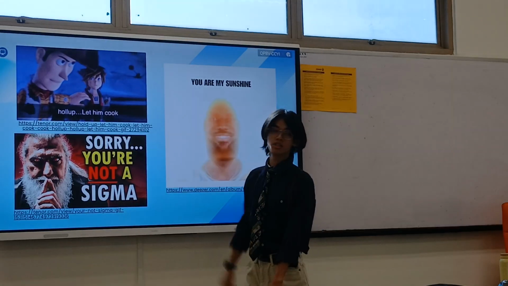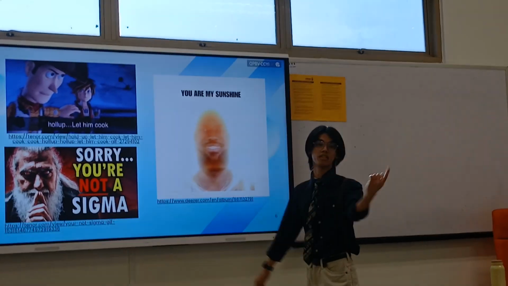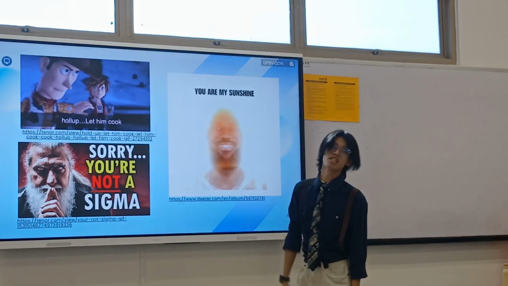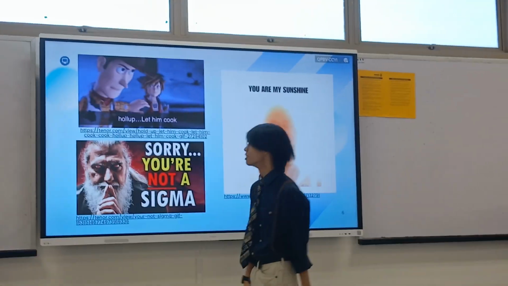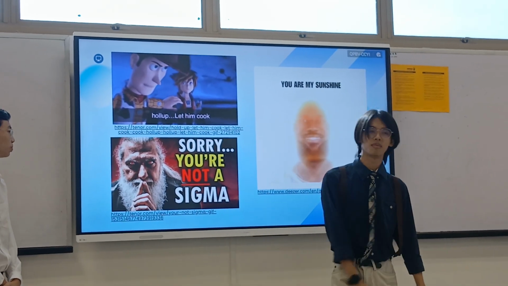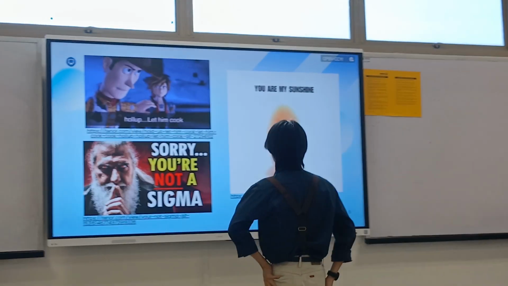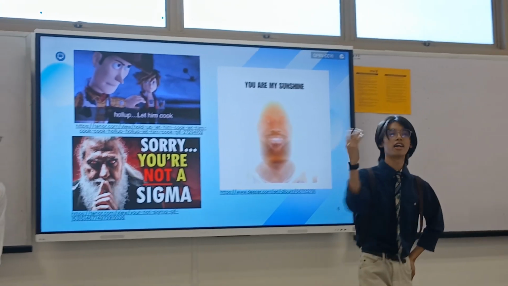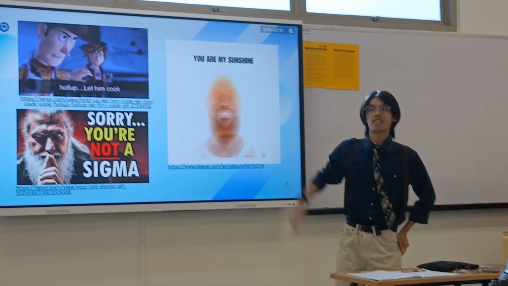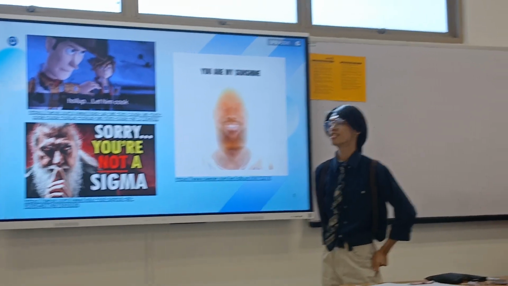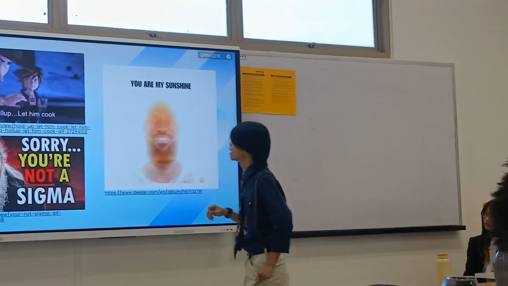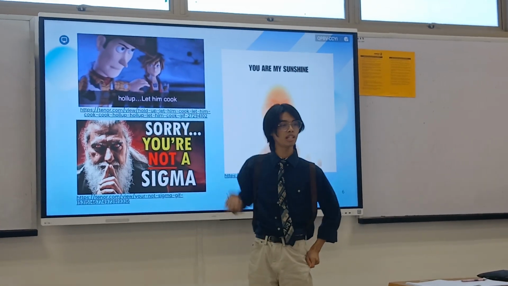Gen Z language. I'm sure you guys recognize these phrases, right? You are my sunshine. Hold up, let me cook. Sorry, you are not a Sigma. Sigma is Gen Alpha, was a famous word. Anyways, why do you guys understand these phrases? Because you guys know the context behind them. That is why you guys know their intended meaning.